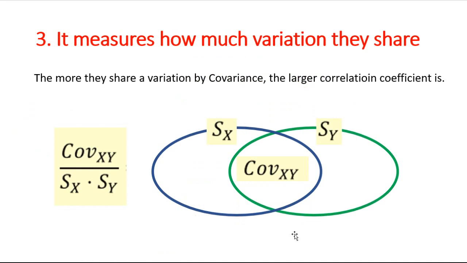Number 3, it measures how much variation they share. According to the correlation coefficient formula, the numerator part is covariance. So the more they share a variation by covariance, the larger the correlation coefficient is.